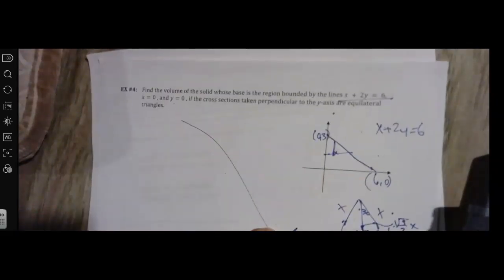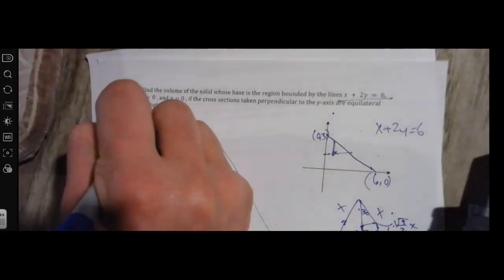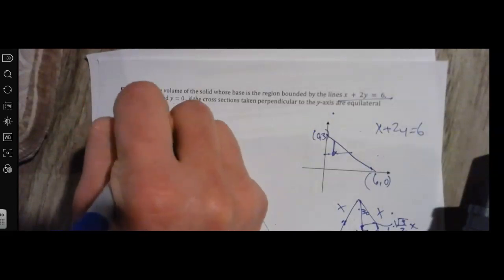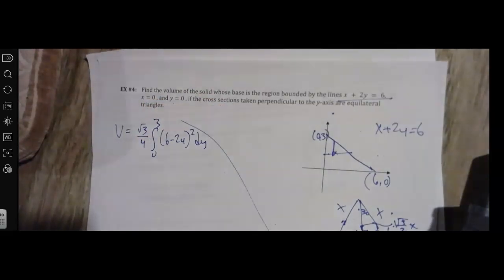So if we take that all together, the area is equal to radical 3 over 4 x squared. And remember, x was equal to 6 minus 2y from manipulating this equation right here. So we take that and we integrate the area of that one slice over several slices, over the entire region. So I have radical 3 over 4 times the integral from 0 to 3 of (6 minus 2y) squared dy. Again, we got that from down here.